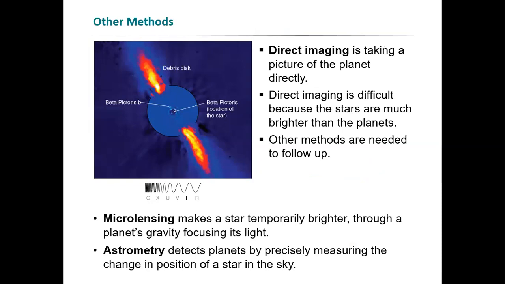Microlensing is a neat way where basically you use the gravity of a star or a nearby object to sort of magnify the image of something in the background. So you're basically using general relativity and gravitational lensing. And then astrometry detects planets by precisely measuring the change in position of a star. So if you are able to measure the individual change in position, you can see that it is in fact wobbling.